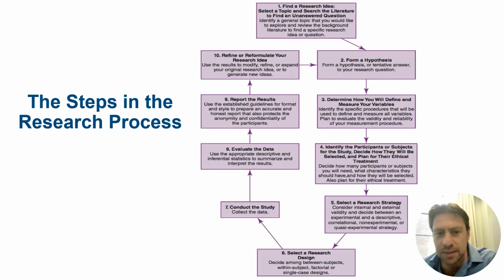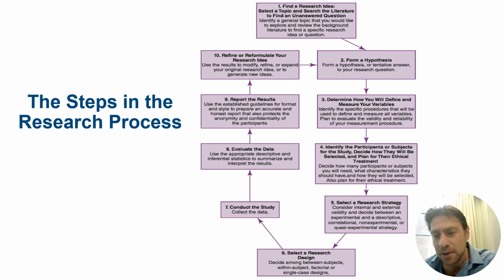Okay, and finally, we have the research process broken down into 10 steps. And the course will be structured around these 10 steps, and there will be many chapters that correspond to different steps in this process. So let's just go over these briefly. Again, each of these steps will have its own chapter, but we'll have a brief overview at this point of the course. So step 1, find a research idea. Select a topic, search the literature, find unanswered questions.